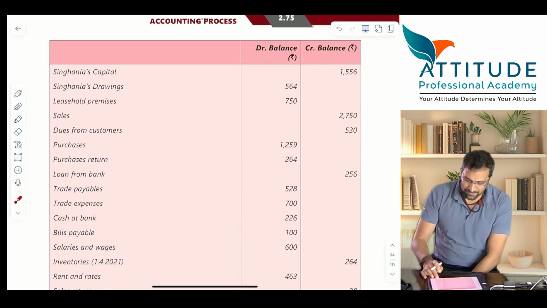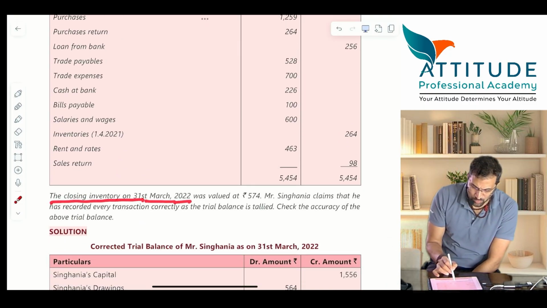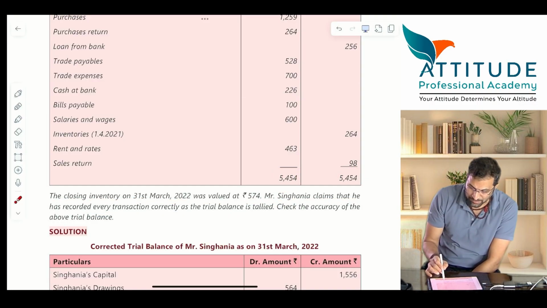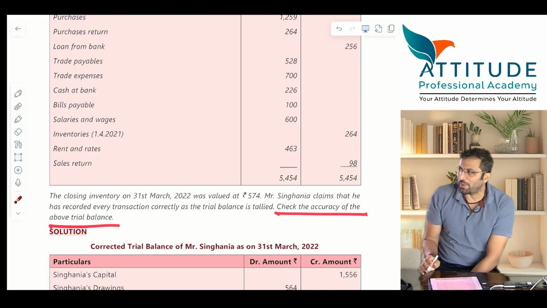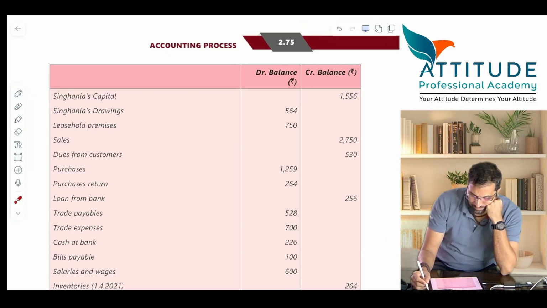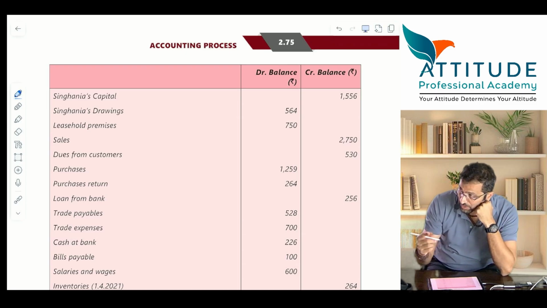अभी ये statement दिया है. And down they have given closing inventory on 31st March 2022 was valued at how much? 574. Mr. Singhania claims that he has recorded every transaction correctly as the trial balance tallied. Trial balance is tallying, so he is saying that I have recorded everything properly. Check the accuracy of the above trial balance. आ जाओ. Now one by one you tell me. I will put right for whatever is right and wrong I'll put a cross mark.